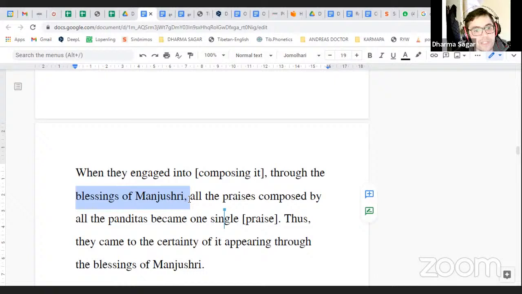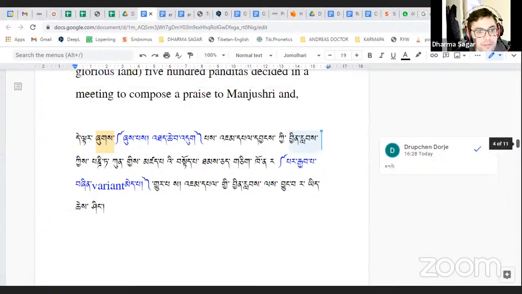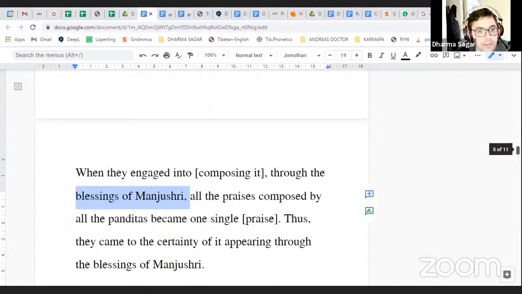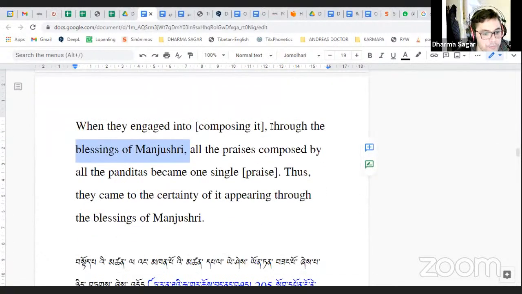So we have Jinab two times here on the top, and then Jinab down here. The first one is exposing that it was through the blessings, and then just explaining that they were sure that it was, yes, like this. They became certain. They came to the conclusion that it must have been the blessings of Manjushri. Yeah, the second one is more like that. Okay, thank you.